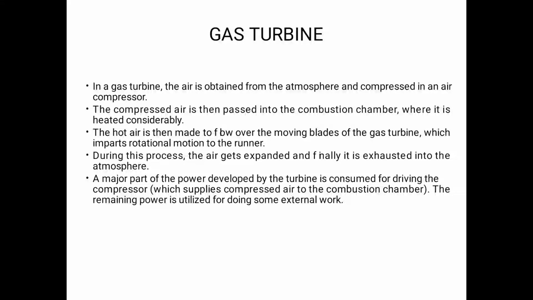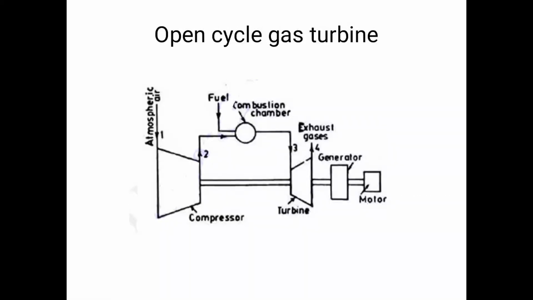The major part of the power developed by the turbine is consumed for driving the compressor, which supplies the compressed air to the combustion chamber. The remaining power is utilized for doing some external work. This figure shows the open cycle gas turbine. It consists of the compressor, combustion chamber, and turbine, with a generator coupled to the turbine.